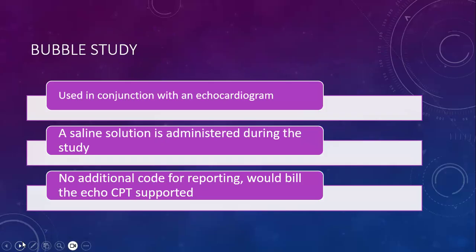Now, bubble studies. If you all are already coding echocardiography, I'm sure you've seen this before. If you all are new to coding or you're wanting to learn more about echoes and want to understand the bubble study a little bit further, a bubble study is used in conjunction with the echocardiogram. It is not billable separately, and it is simply a saline solution that is administered during the study. Typically, what they're looking for is a PFO or a patent foramen ovale. When they inject the saline solution, it bubbles if there is a PFO present. Now, it can be used for possibly other congenital conditions, but typically you're going to see this if they are looking for a PFO.